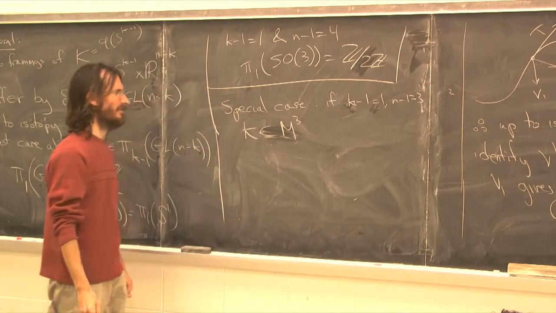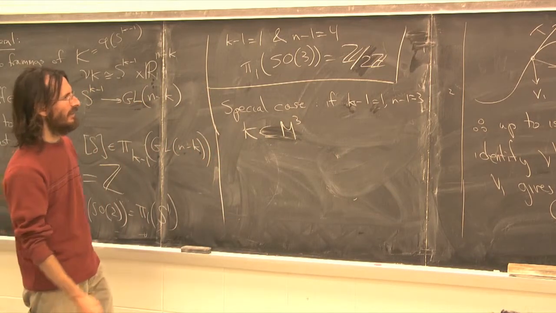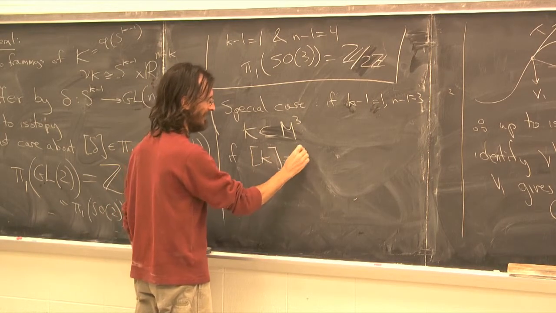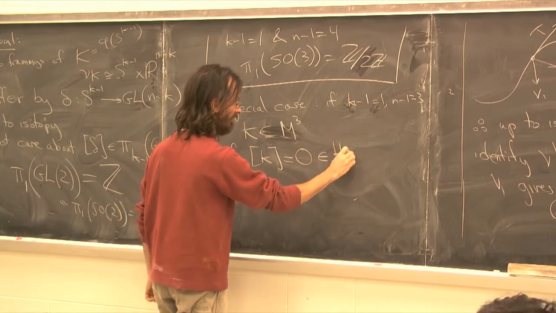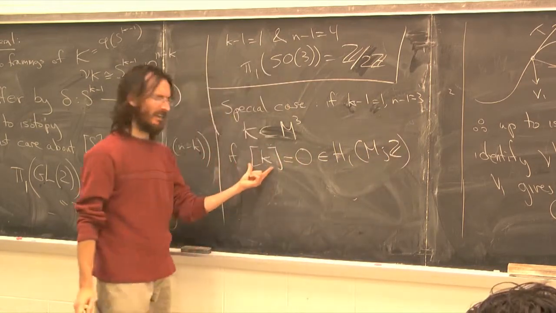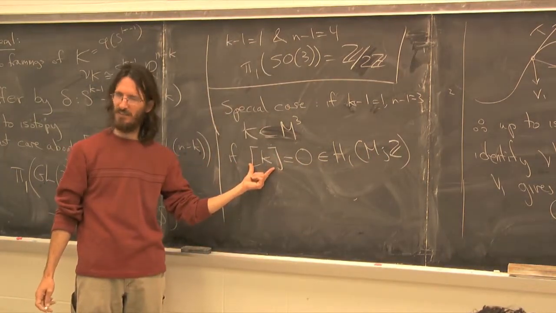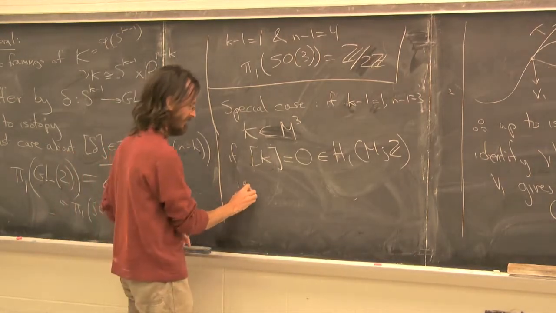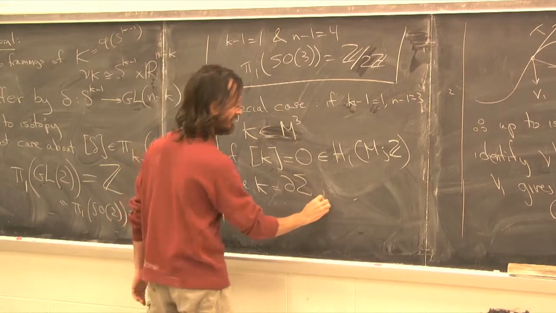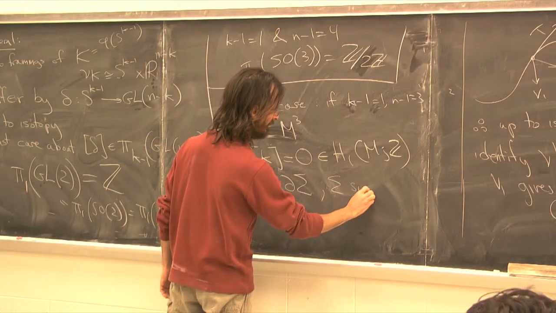K is 1-dimensional, k is not. Then if the homology class of k is 0 in one of them, in terms of coefficients, this just means that k is the boundary of the surface. I.e., k equals the boundary of some certain sigma of the surface.